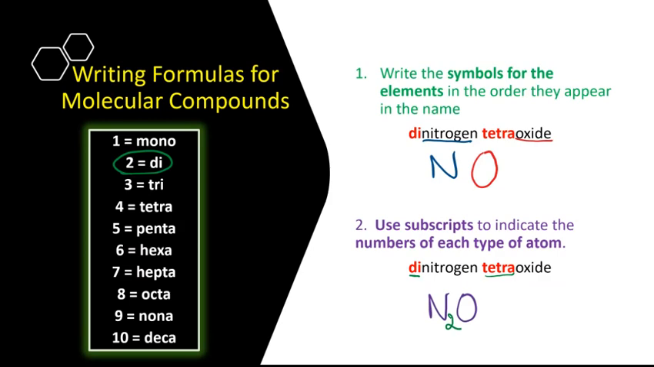Tetra on oxide means 4. There are 4 oxygens. Let's put 4 here. So the formula for dinitrogen tetraoxide is N2O4.